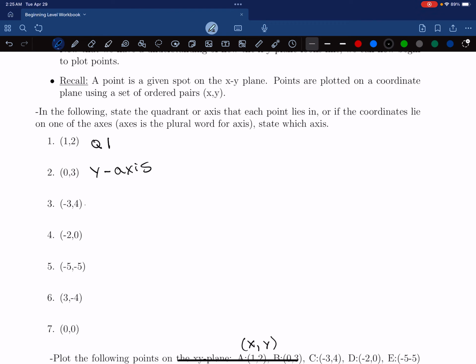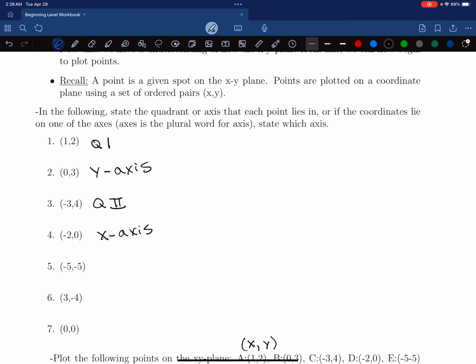And then the point -3, 4, for this one, we are going to be going left 3 and up 4, so we are going to be in quadrant 2. And then looking at number 4, our x is -2, so we're going to go left 2, and our y is 0, so we're not going up or down off the x-axis, so we're still lying in the x-axis, so therefore that point lies on the x-axis.